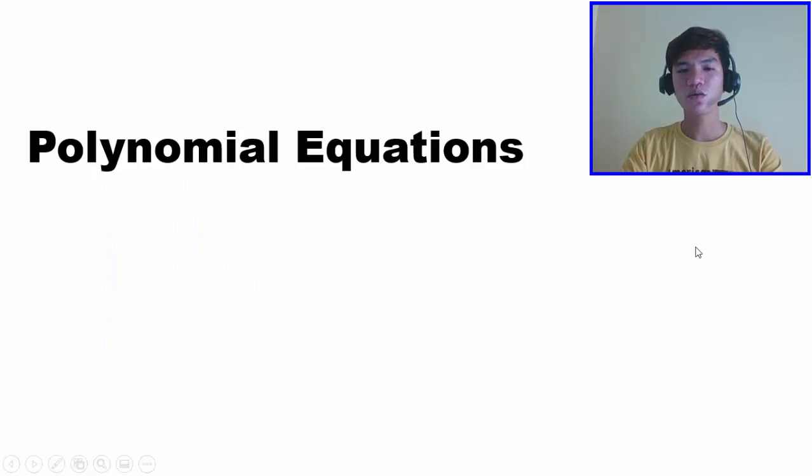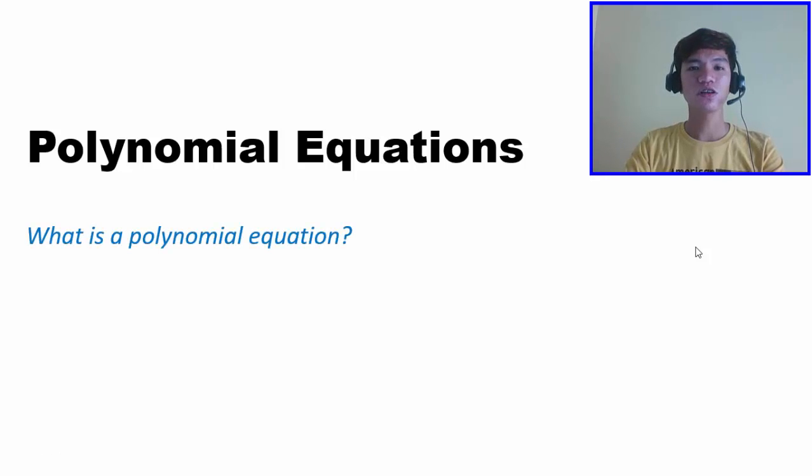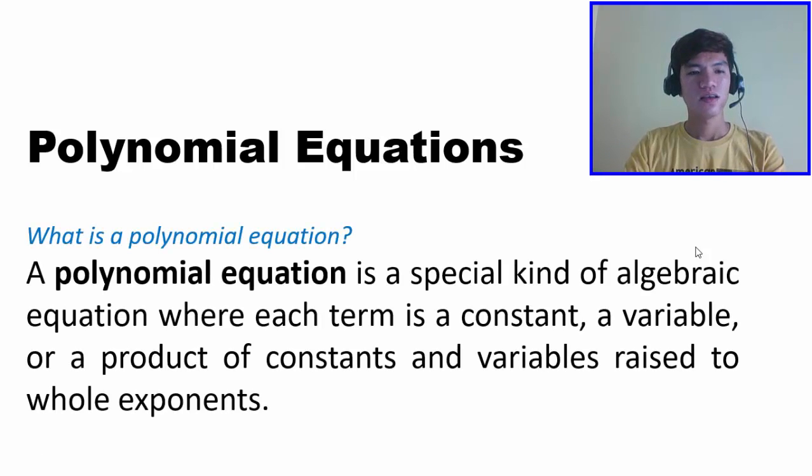So polynomial equations. What is a polynomial equation? A polynomial equation is a special kind of algebraic equation where each term is a constant, a variable, or a product of constants and variables raised to whole exponent.